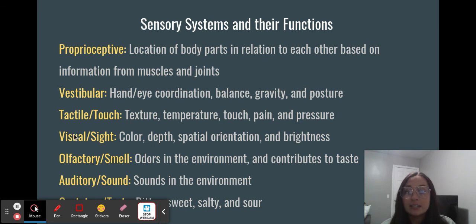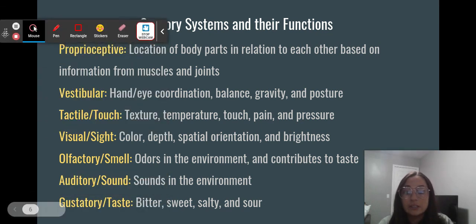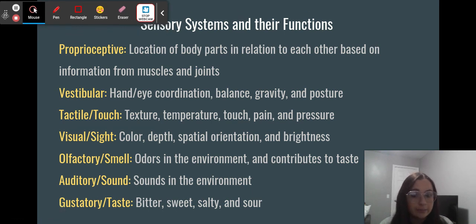The next sensory system is tactile and touch, which is texture, temperature, touch, pain, and pressure. The next sensory system would be visual and sight. This is color, depth, spatial orientation, and brightness. Moving down to the next sensory system, we have olfactory or smell. These are odors in the environment, and this also contributes to taste. Next, we have auditory and sound. These are sounds in the environment.